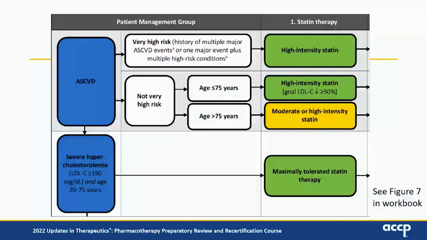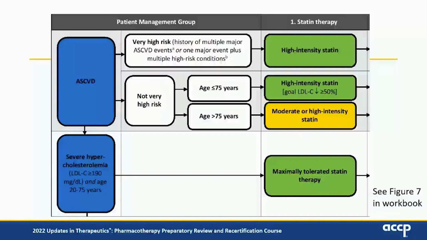If they do have ASCVD, for the most part, they're going to qualify for a high-intensity statin. The only exception in our guidelines is if they're considered not very high risk and their age is greater than 75. What does high risk mean? It means they have a history of multiple ASCVD events, or they have ASCVD plus multiple high-risk conditions. Our high-risk conditions are listed in the footnotes, but it's a lot of comorbidities, things like hypertension, heart failure, CKD, smoking, all sorts of things. So most of our patients are going to end up qualifying for a high-intensity statin if they have ASCVD.